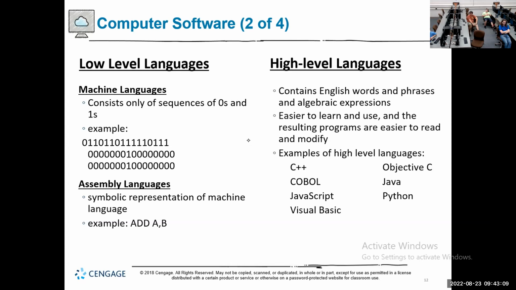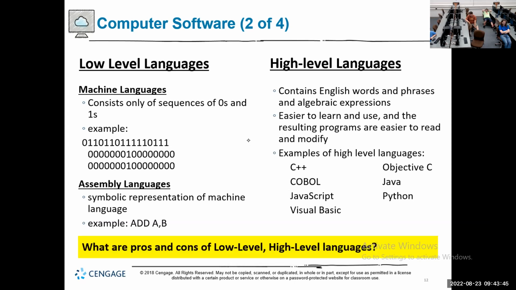The second one is the high-level language. It is to make it simple. It contains English words, phrases and expressions. It's easier to learn. When you work with Python or Java, it's very simple to understand compared to working with 0 and 1, right? Some examples of high-level languages are C++, Java, Python, and Visual Basic.